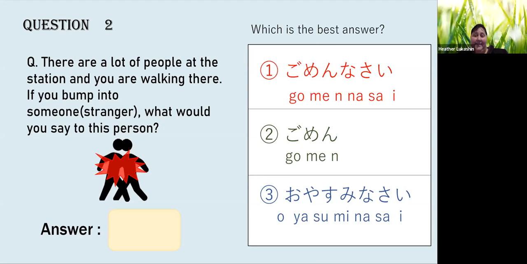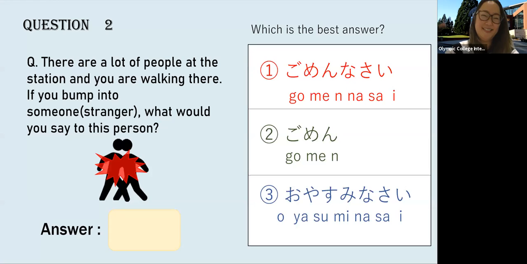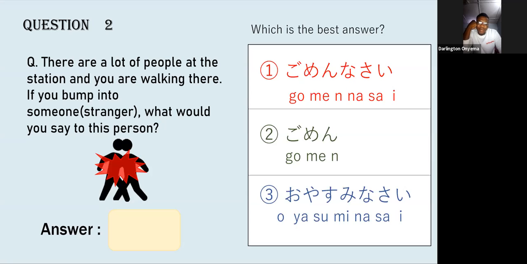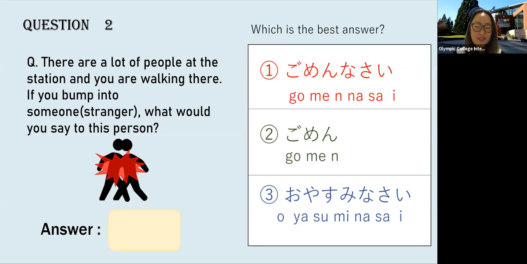Hideka, are there prizes? Good question. Sure. We need to record the winner. So earlier, who was that? Was that Darlington? Yes, that was Darlington. Okay, so Kennedy help me. This one is number 2. Yes. Whoever is participating and getting the answer, we will have some prize for you.